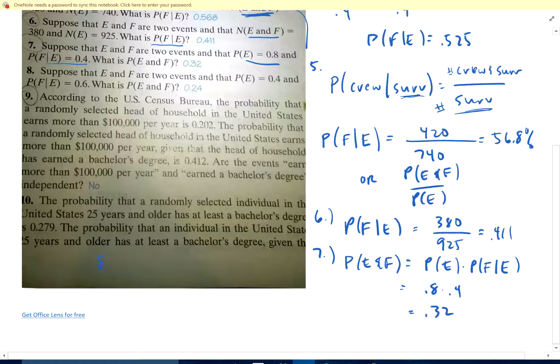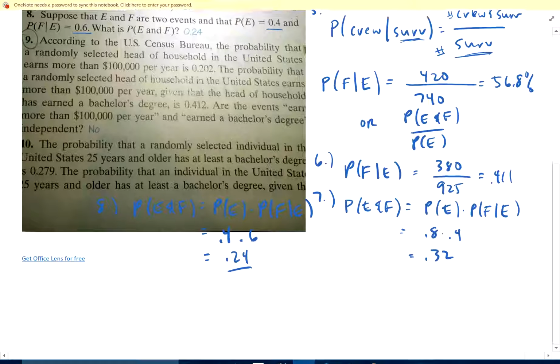Alright, so let's look at 8. E and F are two events. E is 0.4. F given E is 0.6. What's E and F? So same type of thing. Probability of E and F is probability of E times probability of F given E. So probability of E is 0.4. F given E is 0.6. So E and F is 0.24. Okay, and number 9.